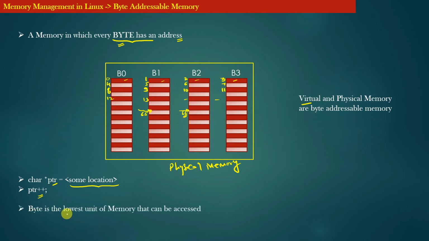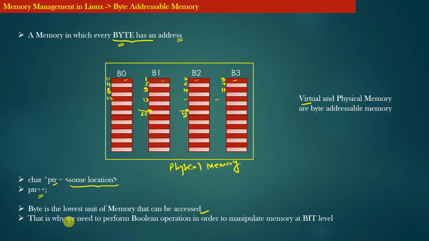So byte is the lowest unit of memory that can be accessed. That is why we need to perform Boolean operations in order to manipulate memory at a bit level. Note that in your C program or in any programming language, you do not have a data type which represents a bit. There is no data type called bit in any programming language. So the shortest data type that is available is byte in C or any other programming language. In fact, in C the shortest data type is called char.